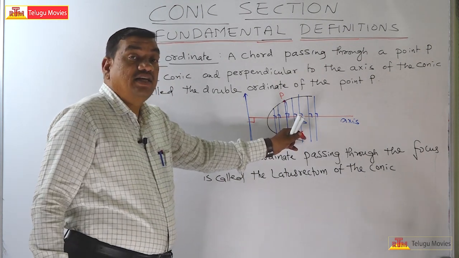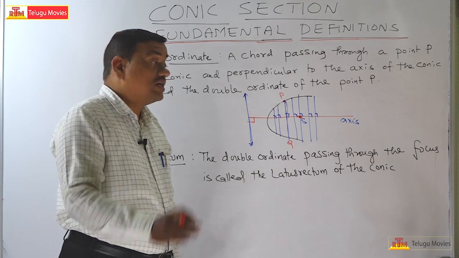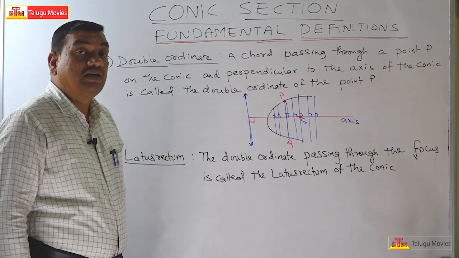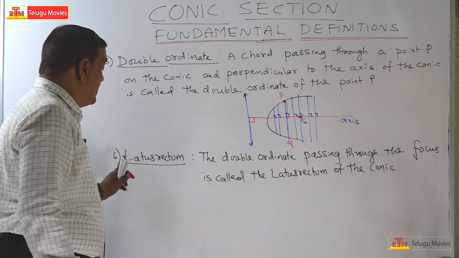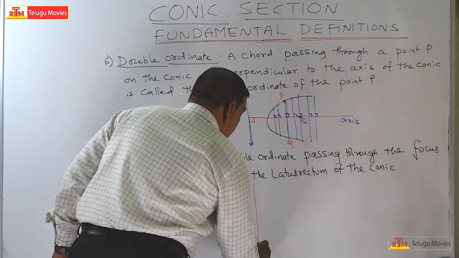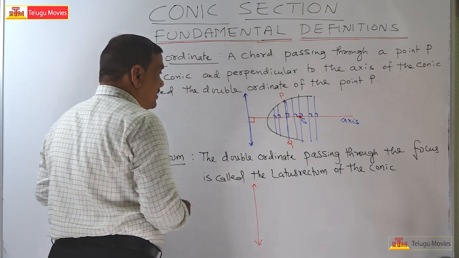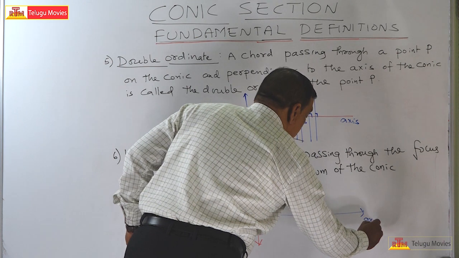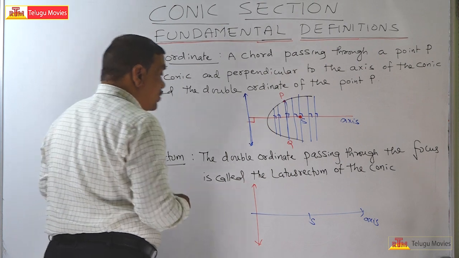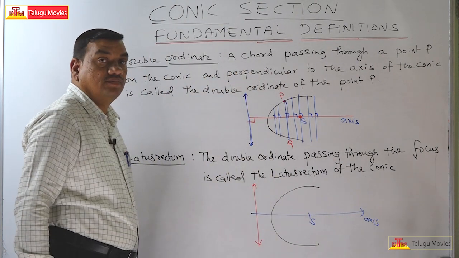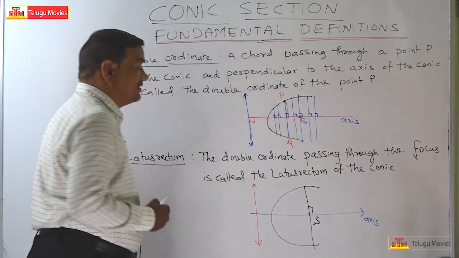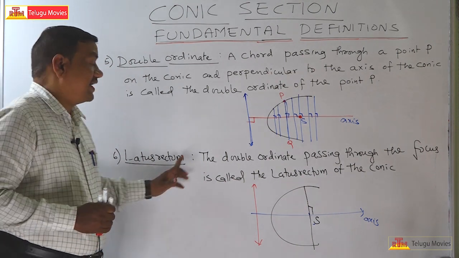Only one double ordinate passes through the focus and it is perpendicular to the axis. That double ordinate is given a special name. That name is called latus rectum. For any conic, there is a directrix, the axis, and a focus, whatever the conic may be. So a double ordinate passing through the focus and perpendicular to the axis is called latus rectum.